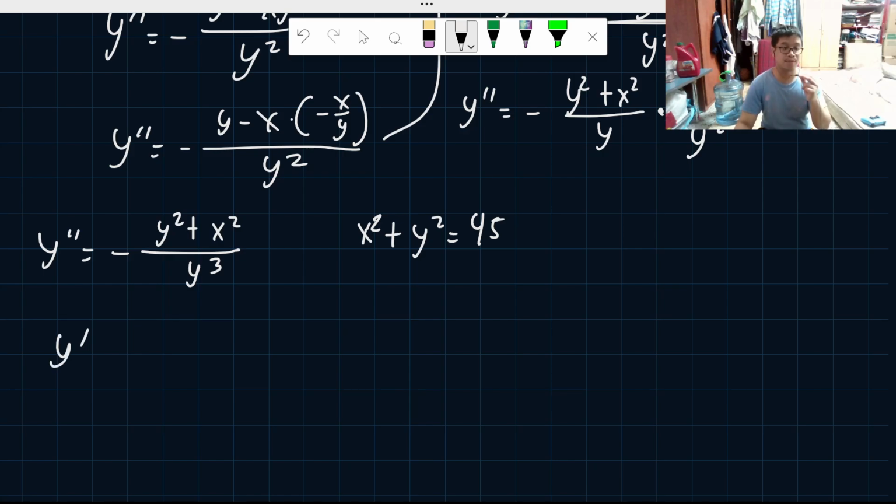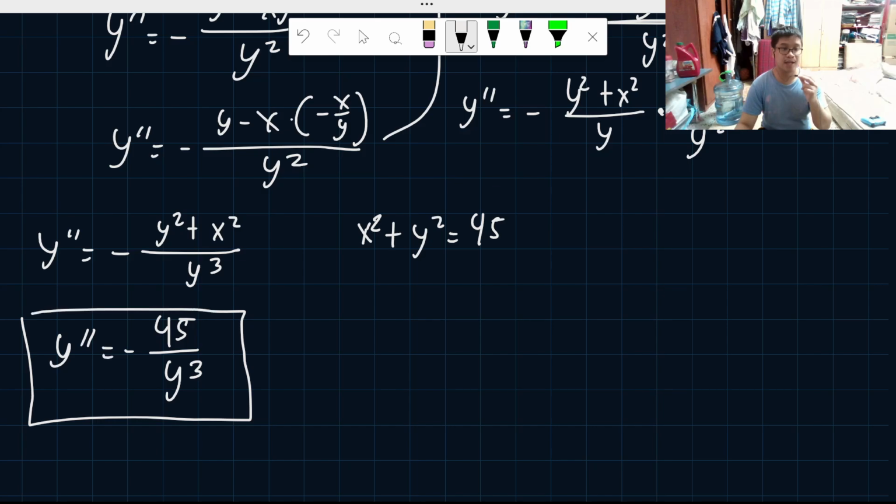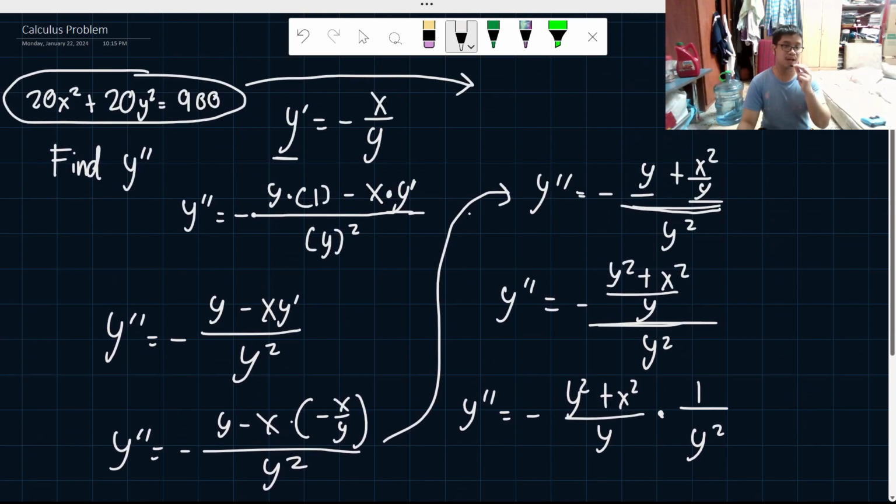So this would become y second prime is equal to 45 all over y cubed. And that is your final simplified answer. This is your y second prime, or the second derivative of this given equation.